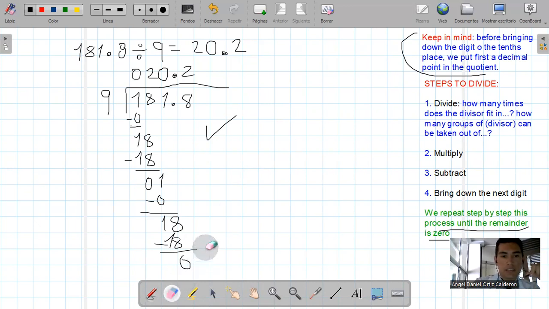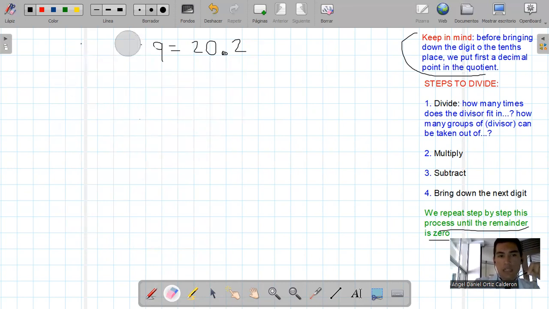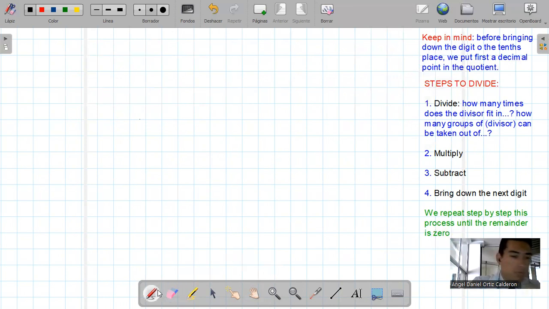This was the third example. And let's try the last one. Suppose that we have 0.708 divided by 3.